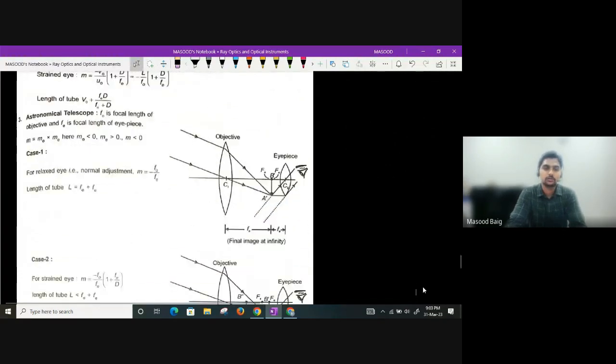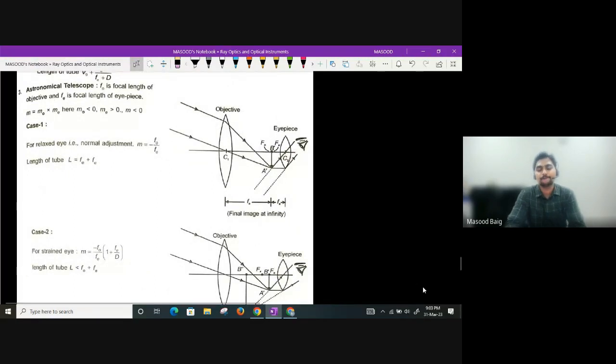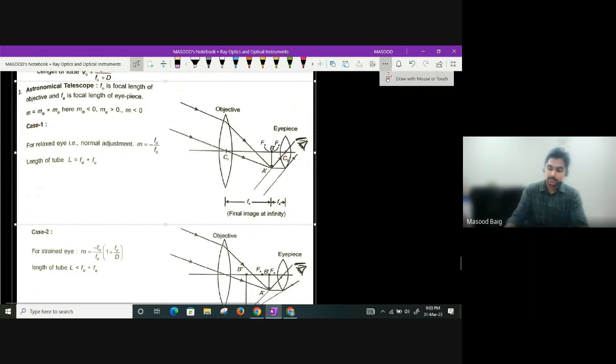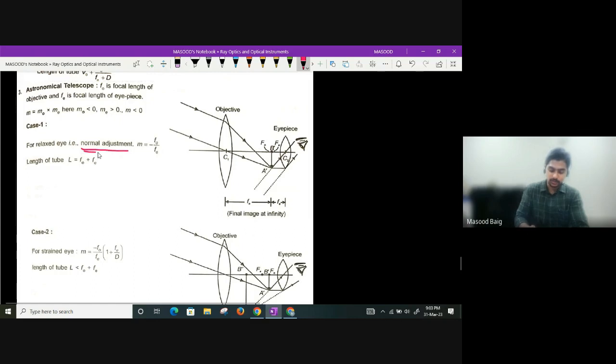Now, what is the use of telescope? Can you please tell? Use of telescope. It is used to view distant objects, guys. So whenever I am using telescope, I will be able to see the object closer. It will shift nearer to us, guys. Okay. Normal adjustment is also called as relaxed eye condition, which I forgot to tell. So whenever they say normal adjustment, it will be relaxed eye condition.